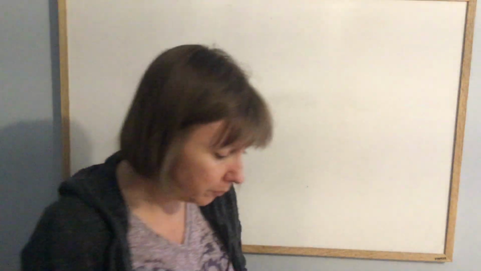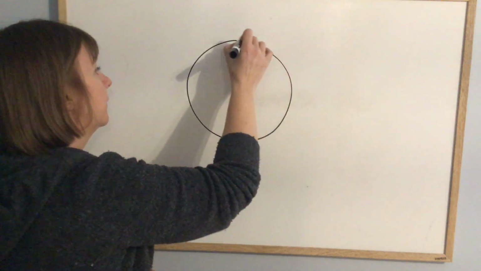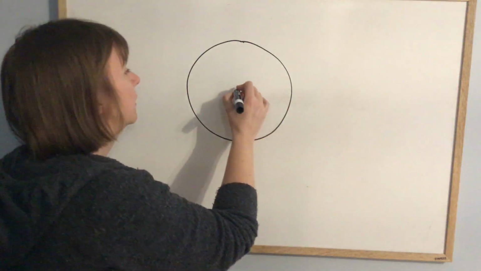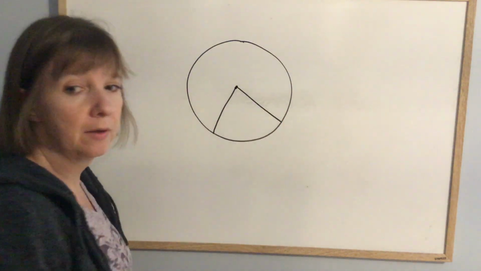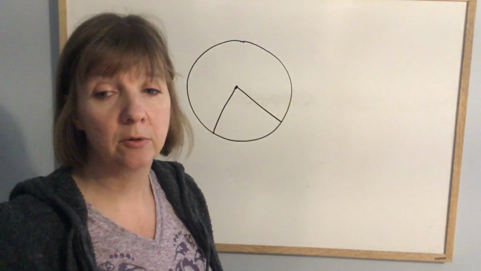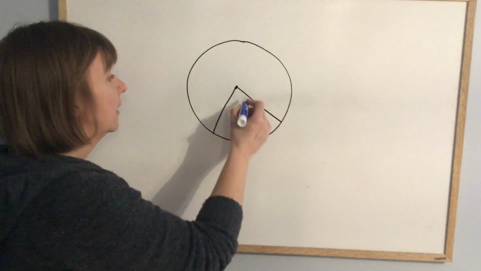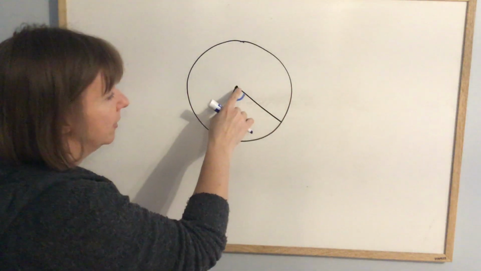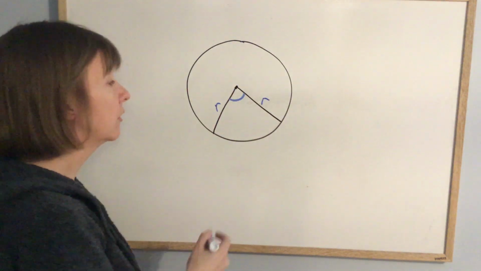So section 7.6 deals with arc length and sector angle. If you have a circle, think of it like a piece of pie or a pizza, and you have a section in it here. The angle goes from one radius to the other radius, because this is a radius, since it goes from the center out to the edge, and this is a radius too.